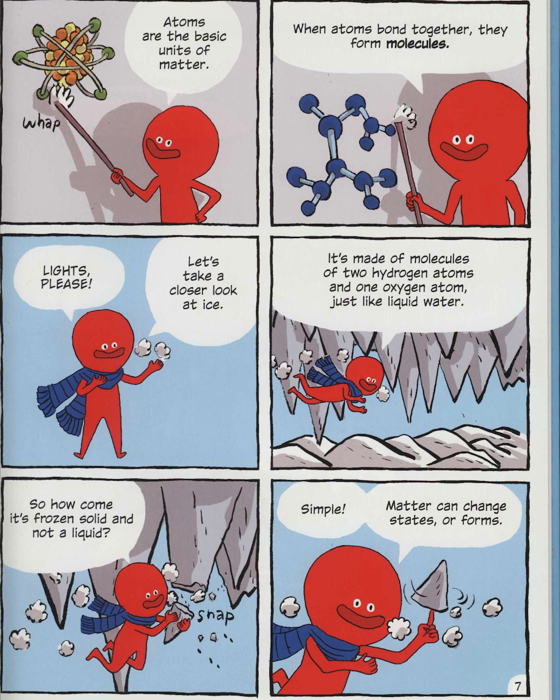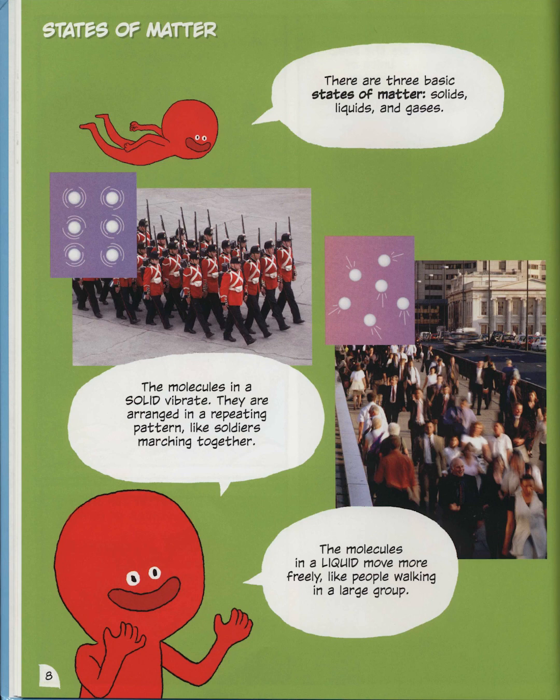Lights, please. Let's take a closer look at ice. It's made of molecules of 2 hydrogen atoms and 1 oxygen atom, just like liquid water. So, how come it's a frozen solid and not a liquid? Simple. Matter can change states or forms. There are 3 basic states of matter: solids, liquids, and gases.